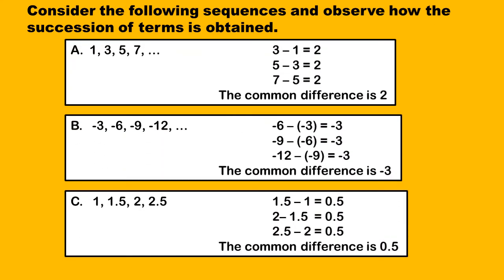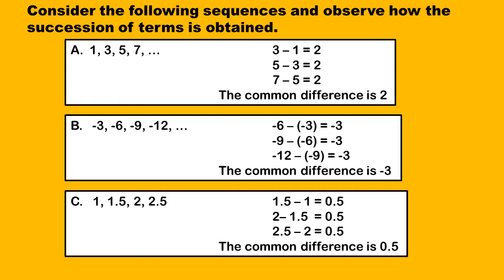So in example A, our sequence is 1, 3, 5, 7. All we need to do is to subtract a term by its preceding term. Our second term is 3 and our preceding term is 1, so all we need to do is to subtract. 3 minus 1 is 2, 5 minus 3 is 2, 7 minus 5 is 2. So our common difference in this sequence is 2.